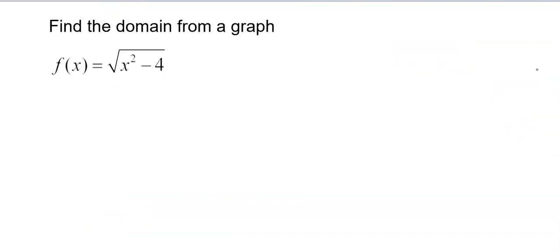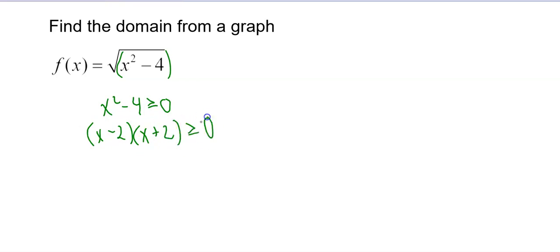Find the domain from a graph. We could do this algebraically. We've done this before, where we say whatever's underneath there has to be non-negative. It must be greater than or equal to 0. We've factored this and done the squiggly line, if you remember how to do that. Squiggly line, you'd have 2 points, negative 2 and 2.